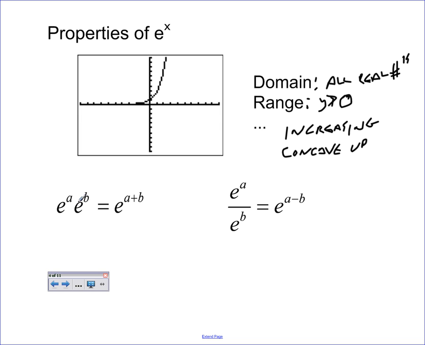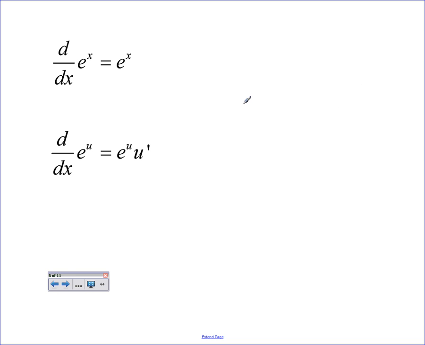E to the a times e to the b: we can add the exponents. E to the a divided by e to the b is e to the a minus b. Those are some properties of a good friend. The derivative of e to the x is e to the x. How can that be? Trust me. The derivative of e to the x is e to the x. So the way we would look at it is the derivative, with respect to x, of e to anything, e to the u, is e to the u times u prime.